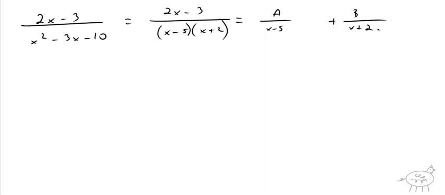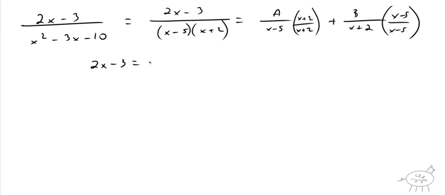Some people are saying, well, how do you know it's plus? Well, if b is negative, then it's going to be minus, so not a big deal, right? So, of course, let's get our common denominator here. So we're going to multiply this one by x plus 2 over x plus 2, and this by x minus 5 over x minus 5. Okay, so the numerators are what we're going to have to set equal. The denominators are already equal because we have x minus 5, x plus 2. So we wind up getting 2x minus 3 equals a times x plus 2 plus b times x minus 5.